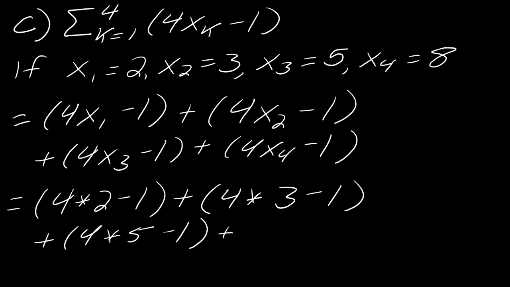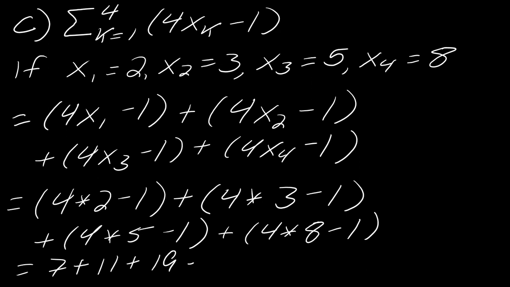So for my last part here, this is going to be 4 times, well, where I had an x sub 4, now I'm going to replace it with an 8. And then it's the same thing. So then I can just do the math here. So let's see. This is going to give me 7 plus 11 plus 19 plus 31. So this sum has a value of 68.